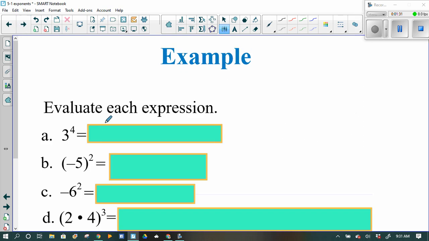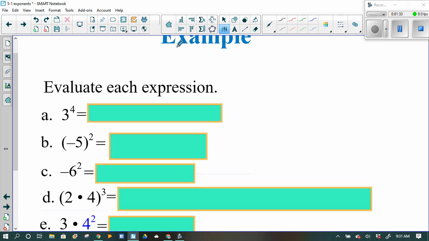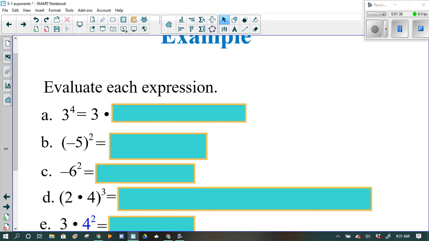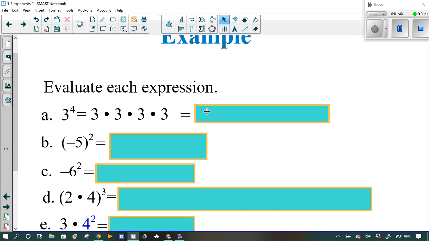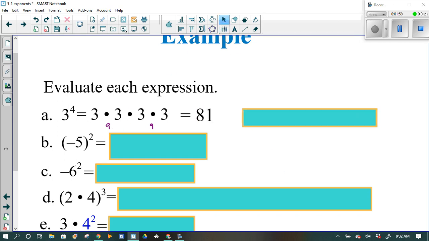All right, so let's evaluate these. So we've got 3 to the 4th power, which was in our example. So that means 3 times 3 times 3 times 3. Well, when you have a number to an exponent, please always make sure you reduce. So for example, 3 times 3 is 9, 3 times 3 is 9, 9 times 9 is 81. So you would want to make sure that you simplify it all the way through.